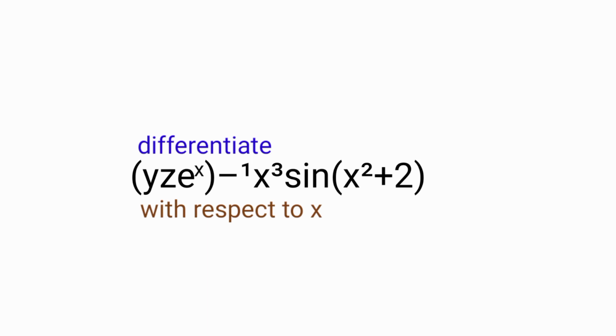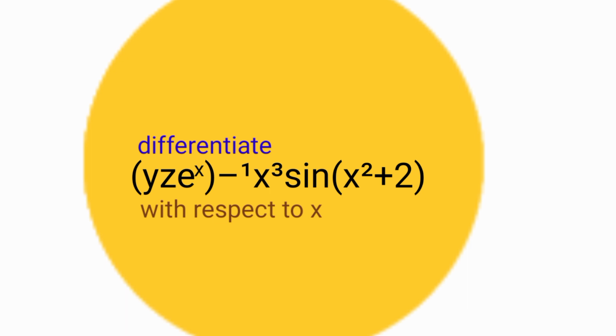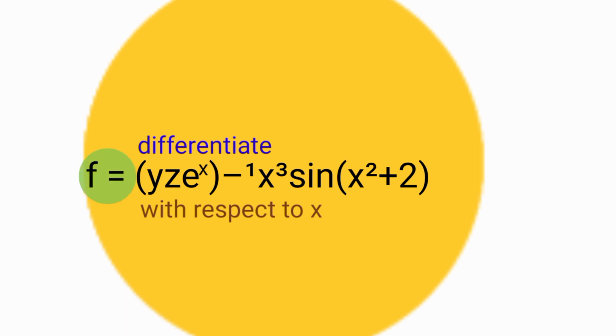Hello, good day, viewers. Today we have this question, which says: differentiate the function y z exponential x, all raised to the power minus 1, times x cubed sine of x squared plus 2, with respect to x. That is, we should find df/dx. So how can we find this?